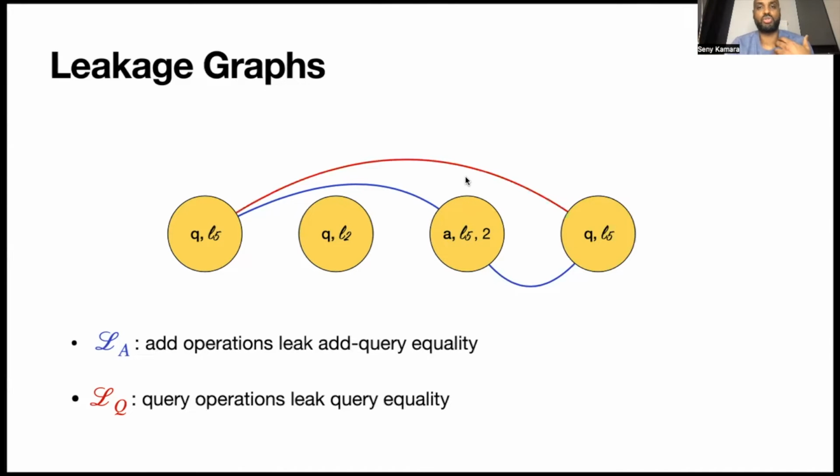And now, because the scheme also leaks the query equality, the server will also learn that the fourth operation is for the same label as the first operation. So it gets an edge between these two vertices.